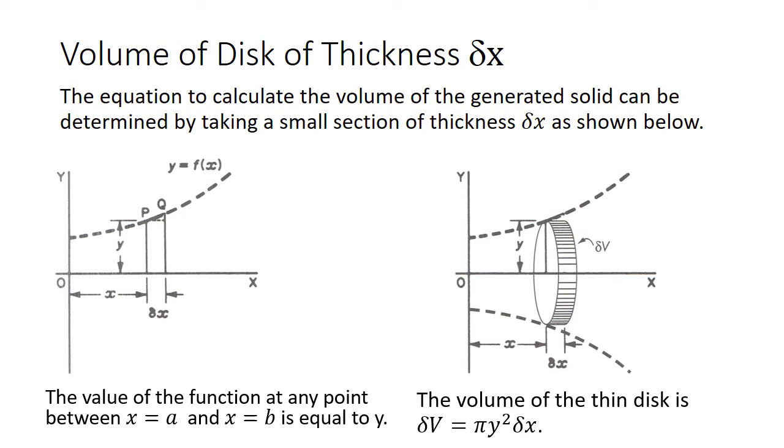The volume of the thin disk, delta V, is equal to the area of the disk multiplied by the thickness of the disk. Since y is equal to the radius, as you can see here, the area is pi y squared, which is the same as pi r squared, and the thickness is delta x. So here we have the volume of a thin disk, one small element of the solid.